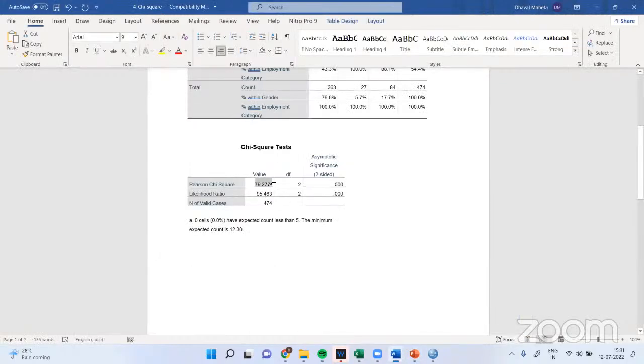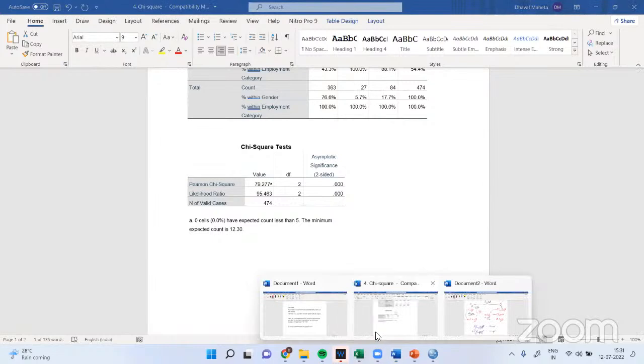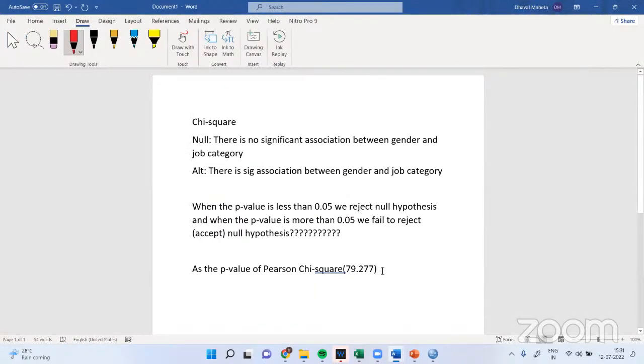This one, this value is 0.00, which is less than 5% level of significance. Tell me what we will do. Reject null hypothesis. Reject null hypothesis.